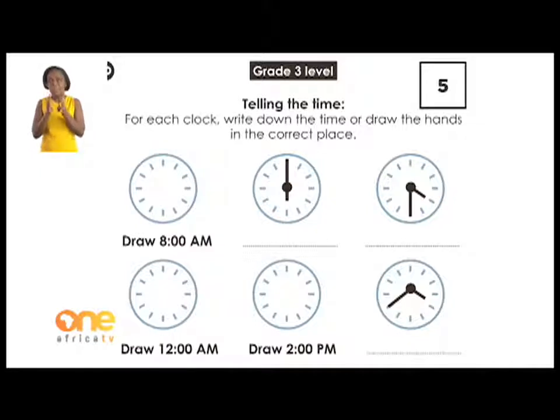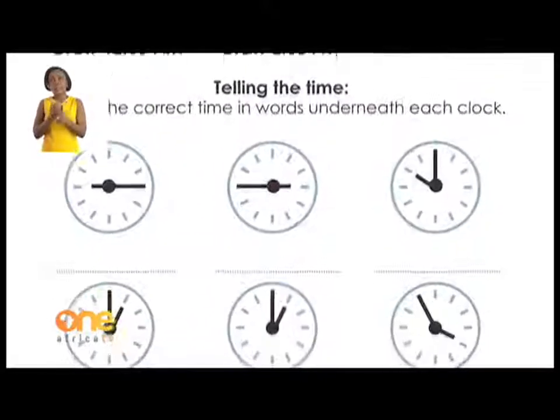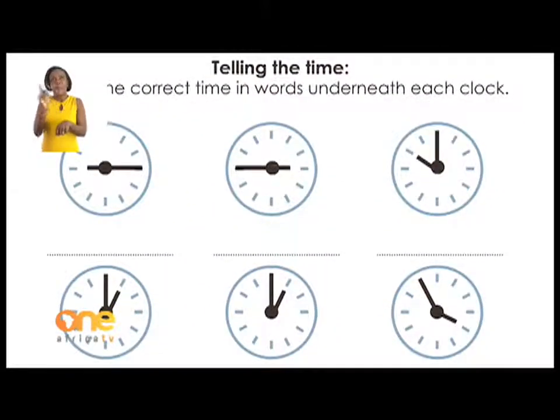So tell me also, the long hand now it's on 6 and the short hand is on 4. What time is that? And you continue with the other ones. You draw for me the hands. And on the second activity, you are going to tell me again what time is this. All the clocks you must now tell me what time are they showing.